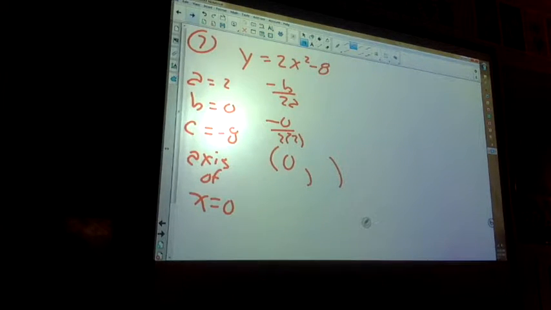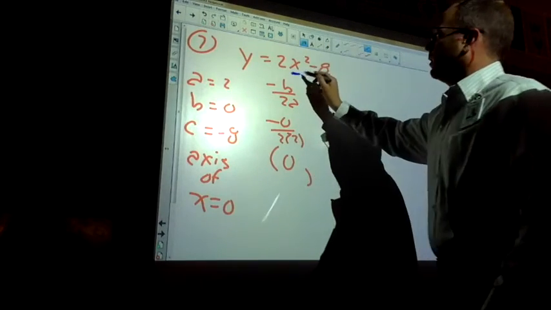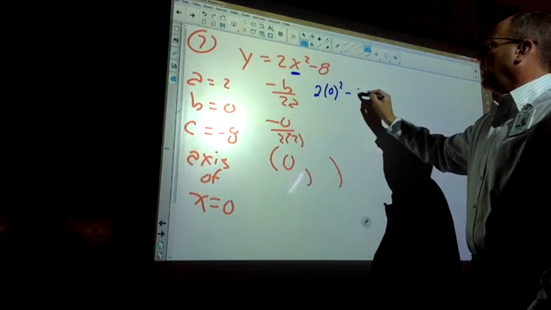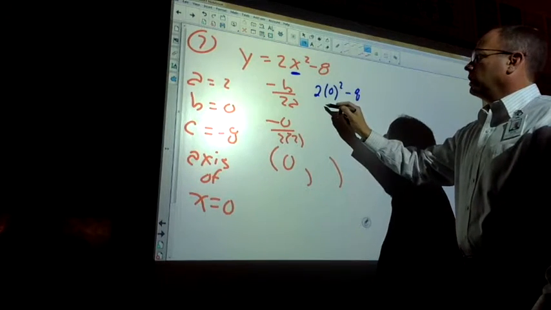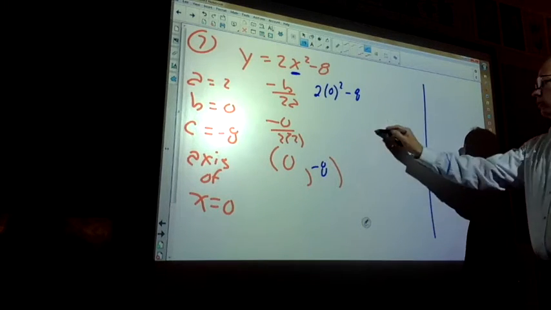How do I figure out the y component? Plug it back in. So let's plug 0 back in right here. I get 2 times 0 squared minus 8, so that just comes out to negative 8. So there's my vertex, 0, negative 8.